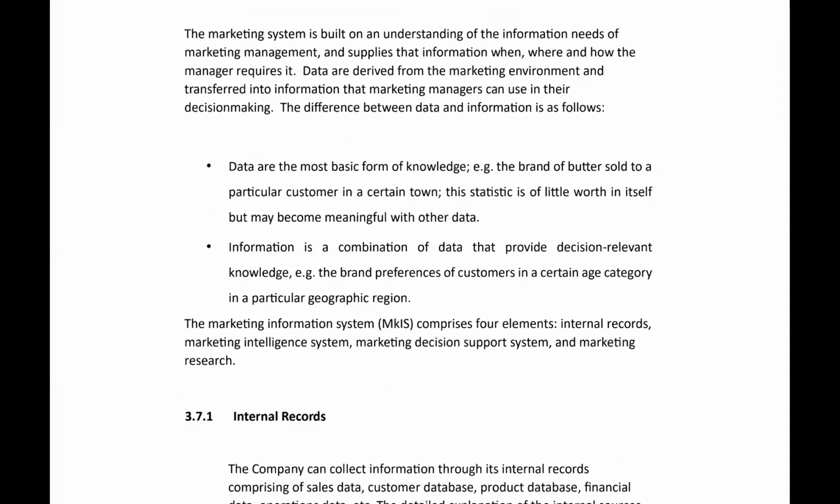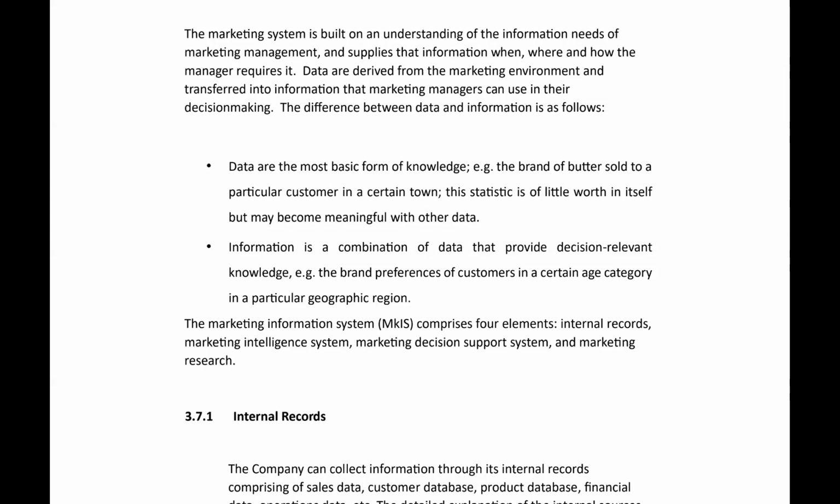So the difference between data and information is as follows, because information and data are not the same. The data are the most basic form of knowledge, right? The brand of butter, for example, sold to a particular customer in a certain town. This statistic is of little worth in itself, but it becomes meaningful when you combine it with other data. So it's more like raw information before it becomes information. Those bits, the units that you can use to make information, are called data.